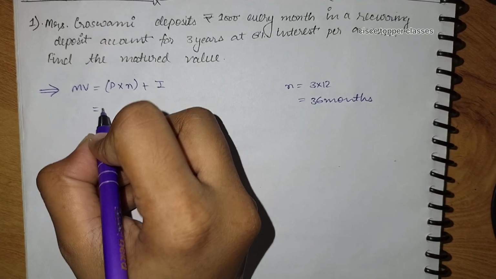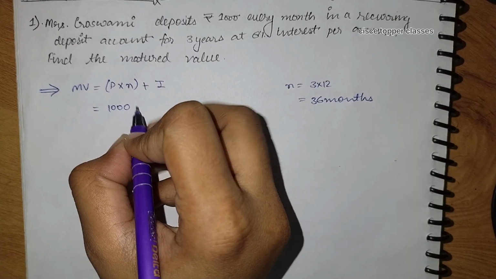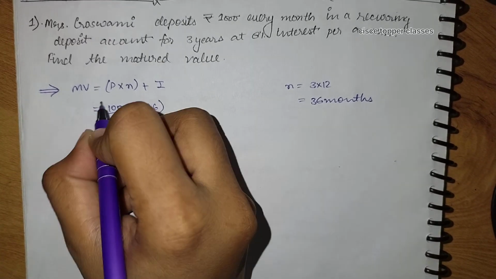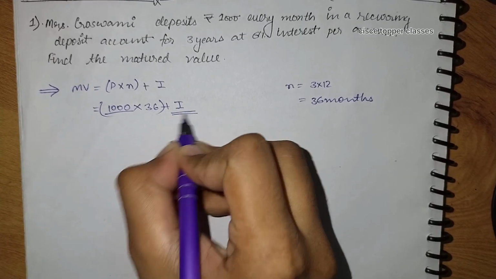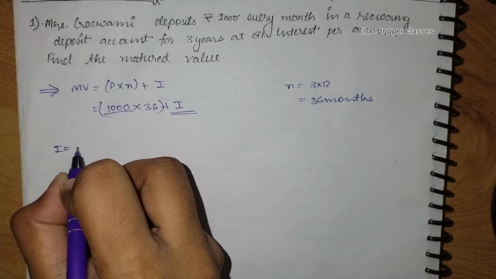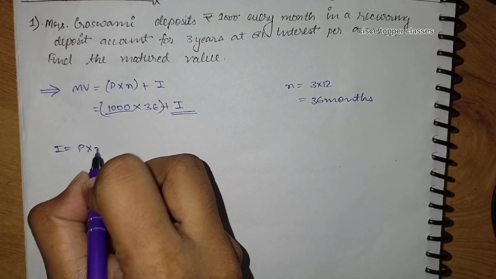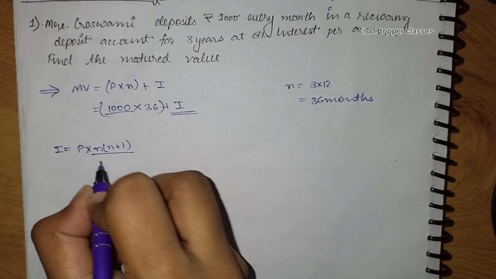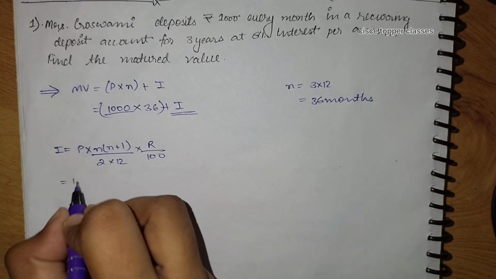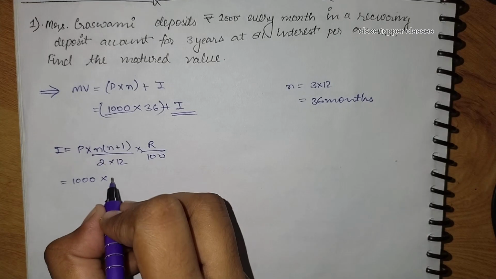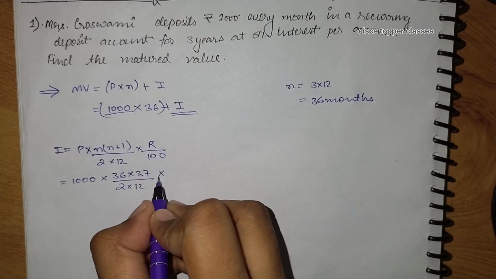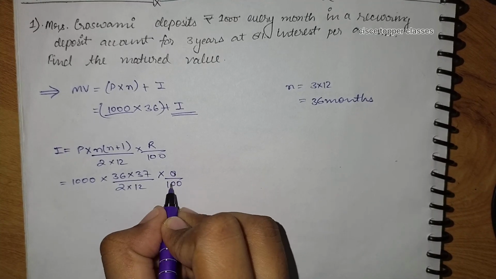We can put the values here. Principal value is 1000 and n is 36 months, plus interest. We have to find the interest to find the matured value. The interest formula we studied previously: P into n plus 1 divided by 2 into 12 into rate of interest divided by 100. So principal is 1000, n is 36 plus 1, that is 37, divided by 2 into 12, into rate 8% per annum divided by 100.